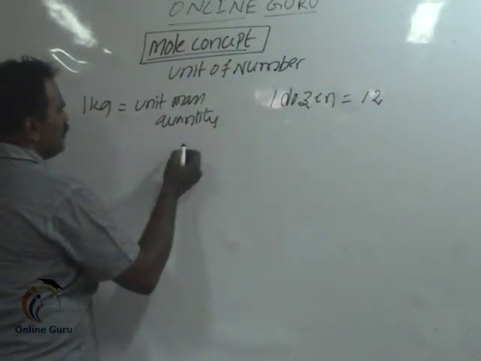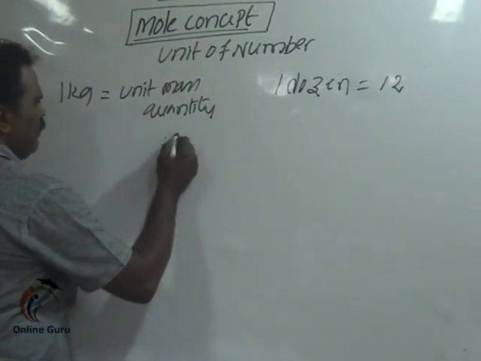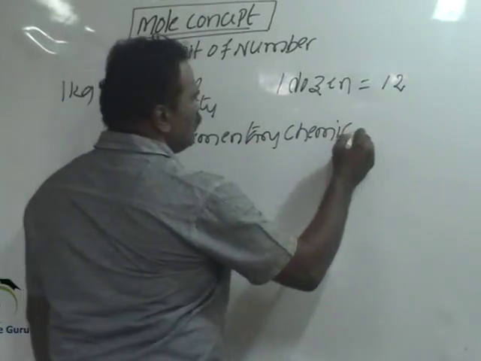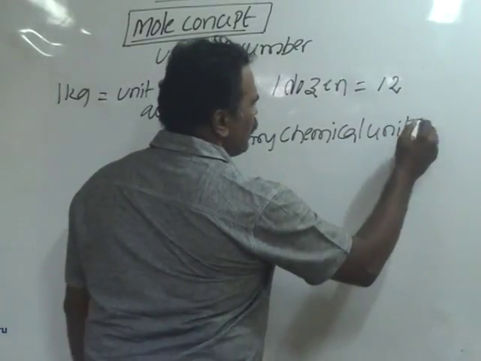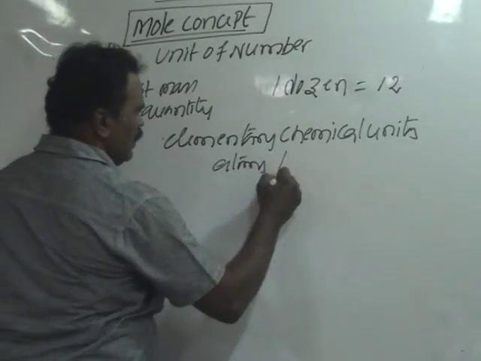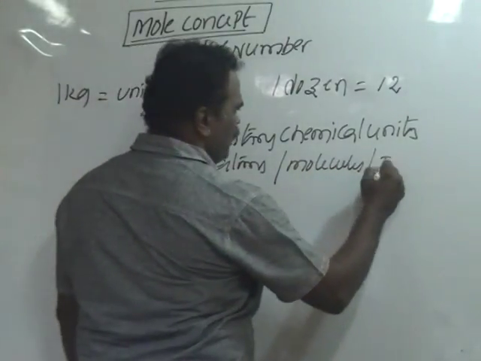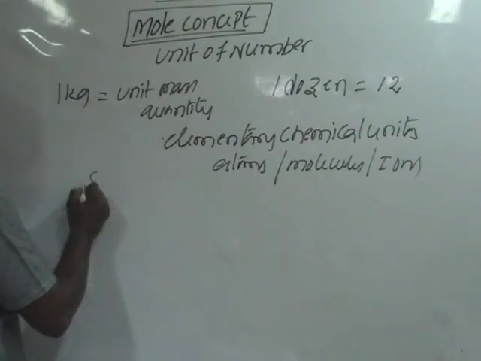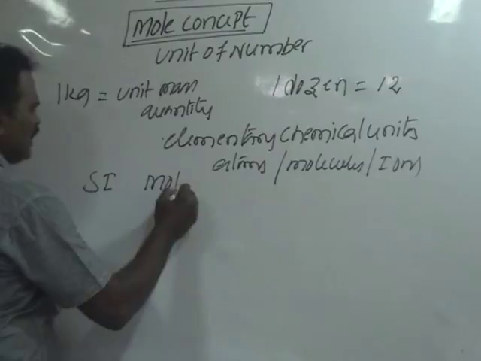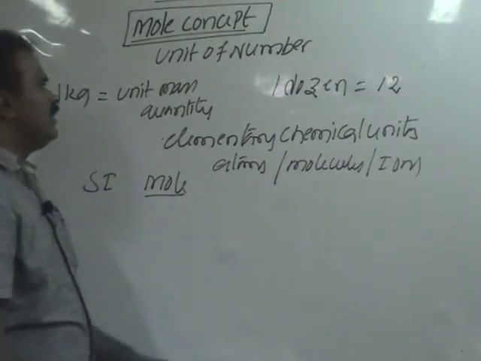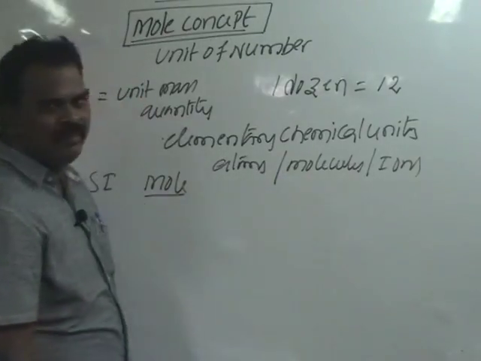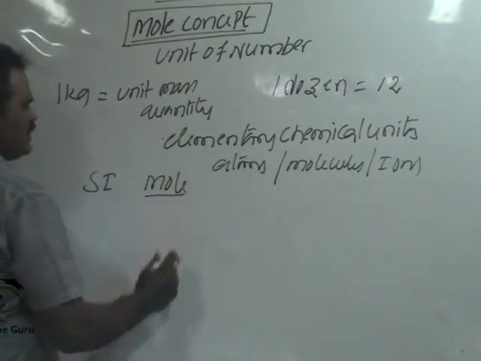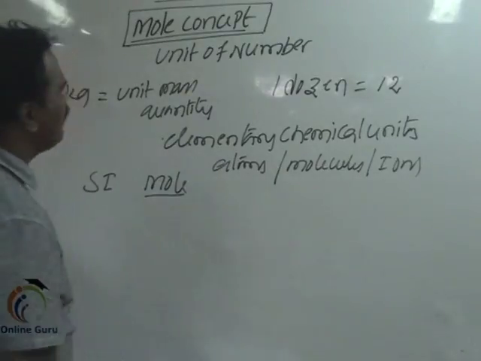Similarly, to know the number of elementary chemical units, which may be atoms, molecules, or ions, a unit was introduced in the SI system, called the mole. So what is meant by mole and how can we define mole?